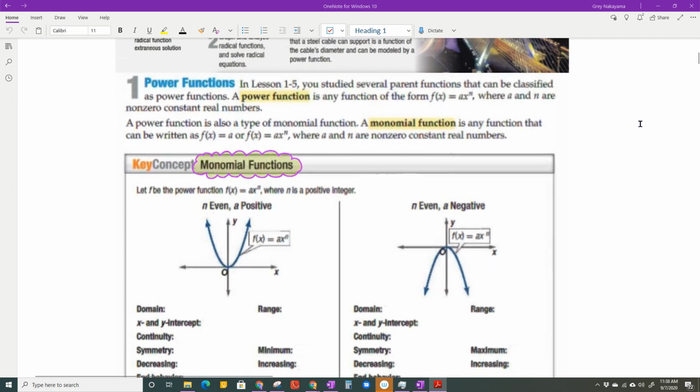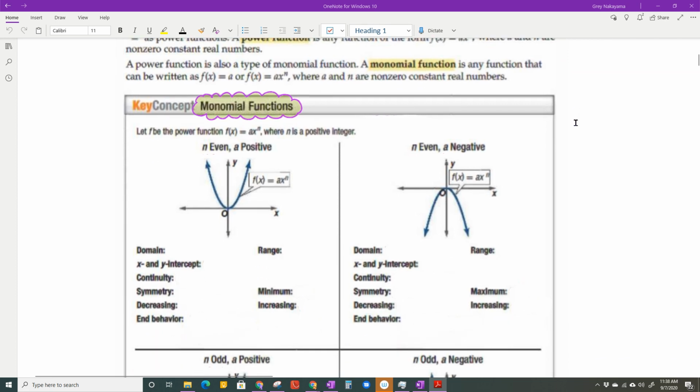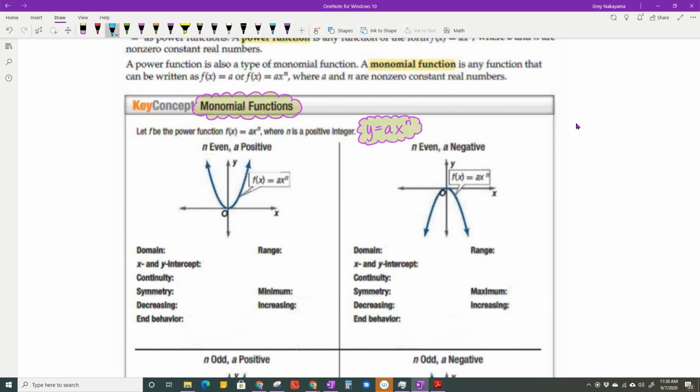So, a power function basically is any function in the form of ax to the n, where a and n are non-zero constant real numbers. It's hard to see in this area, so that's basically what it looks like. There's no adding or subtracting in it whatsoever, and n is going to be a real number. That's basically everything you know thus far.